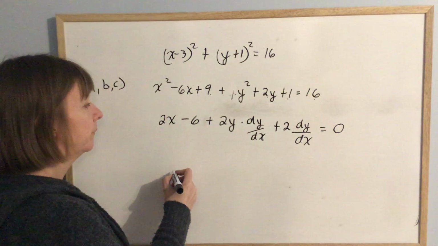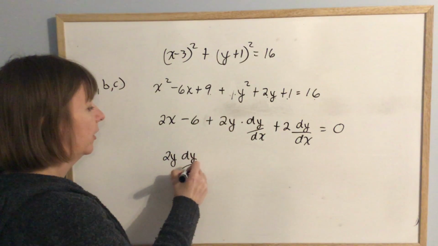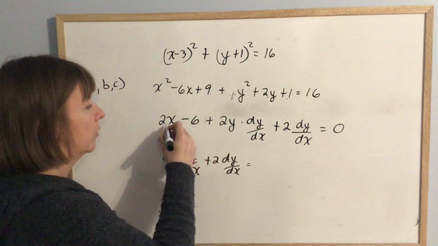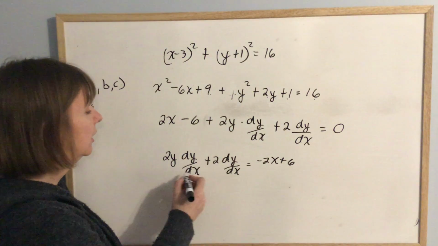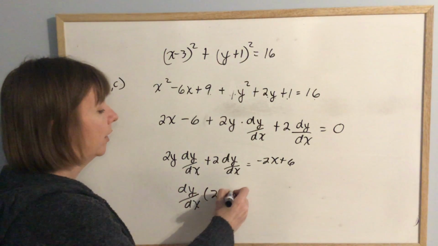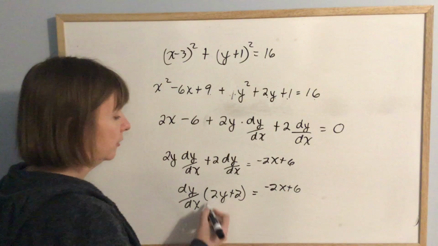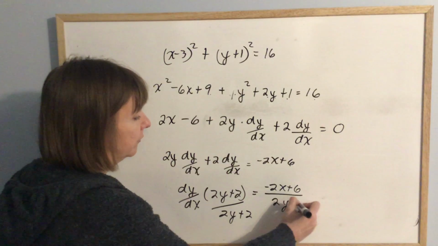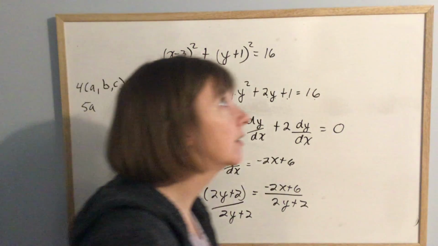So I would move anything without a dy dx, so I would have 2y dy over dx plus 2 dy over dx equals, if I move this over, negative 2x plus 6. It should be looking familiar. So if I take the dy dx out, I would have 2y plus 2 is equal to negative 2x plus 6. So to get the dy dx by itself, I would divide by 2y plus 2. I got the same answer, I just did it differently, and then I would do the rest of it the same as I did everything else.